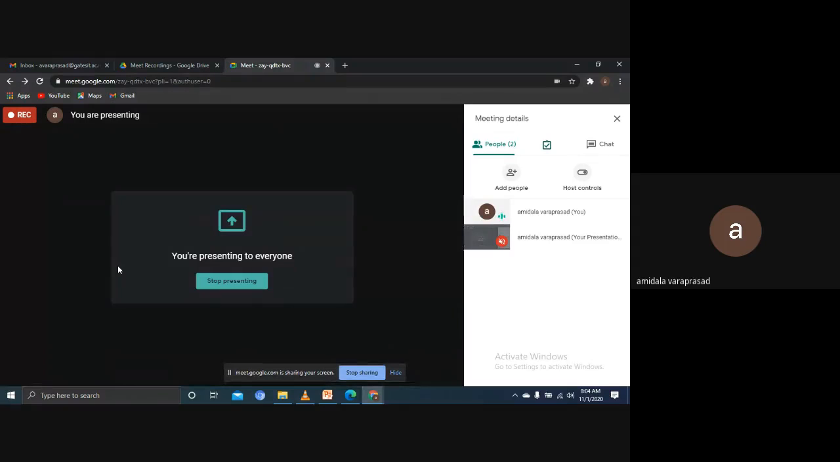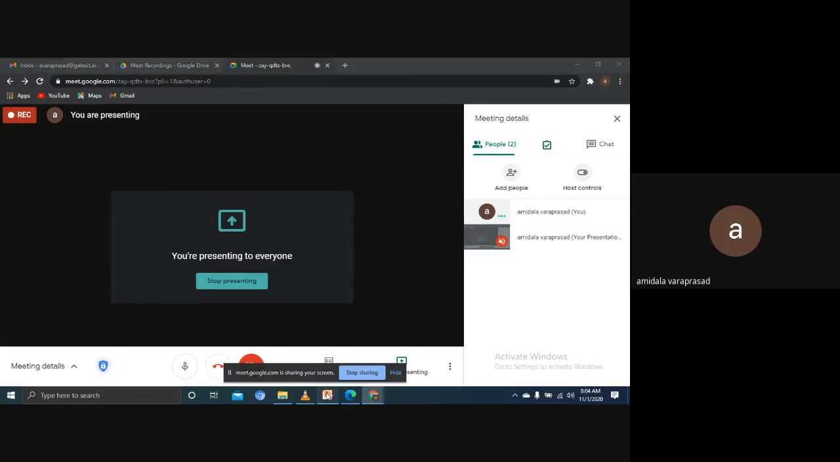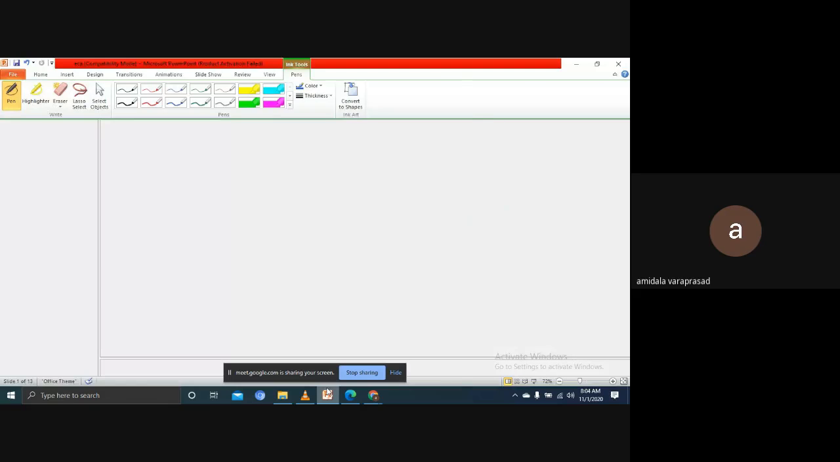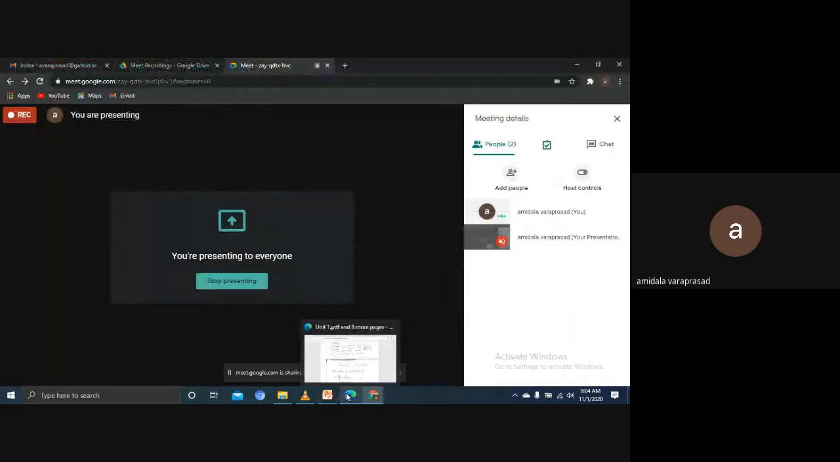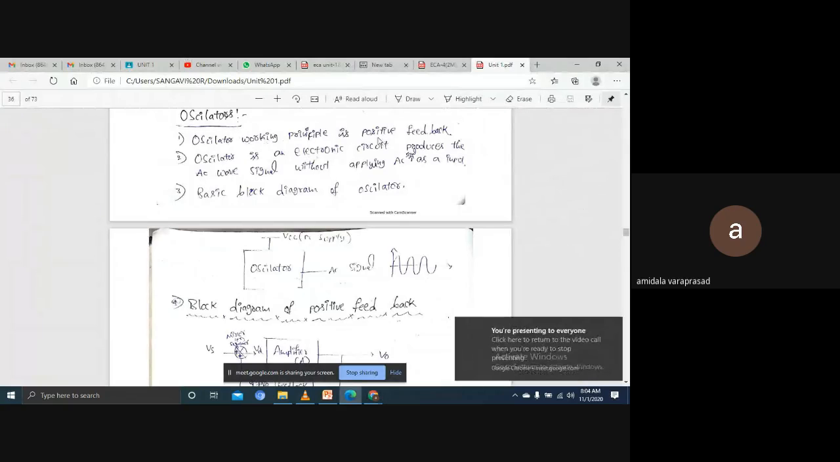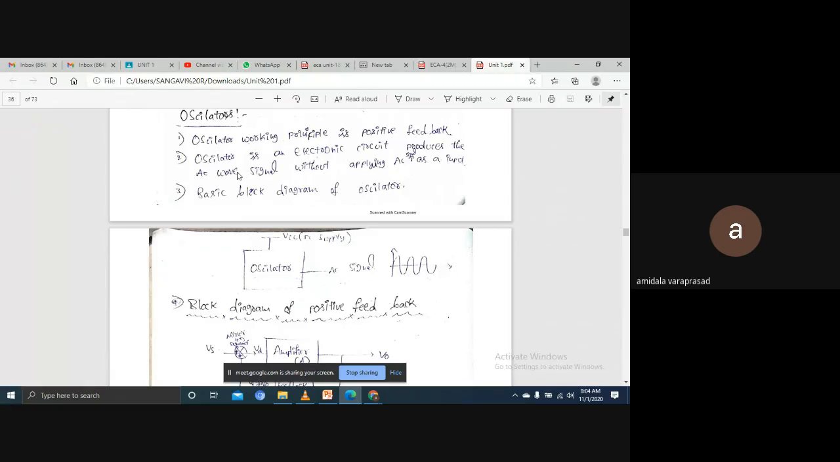Today the revision class for Unit 1 will be oscillators. Oscillator working principle is positive feedback. An oscillator is an electronic circuit that produces an AC wave signal without applying an AC signal as an input.